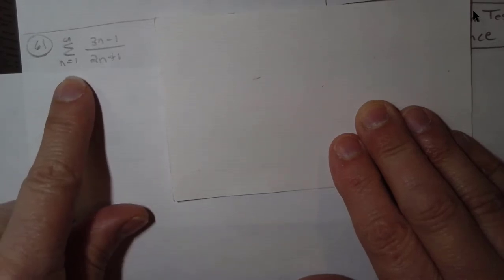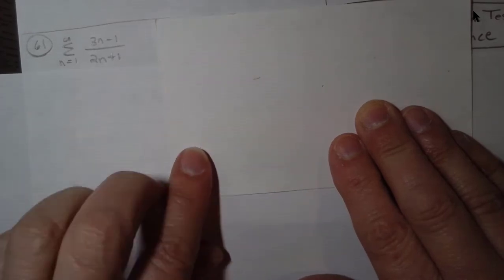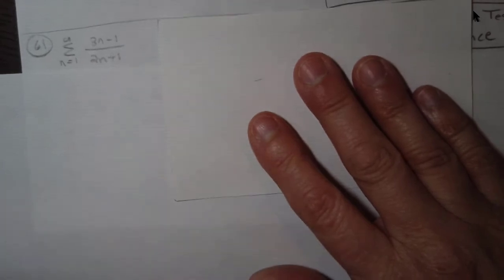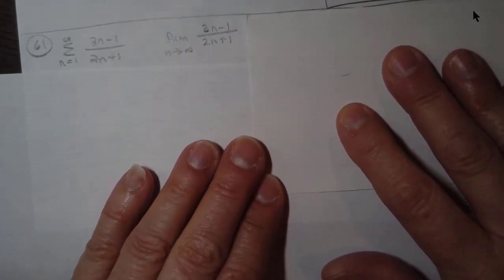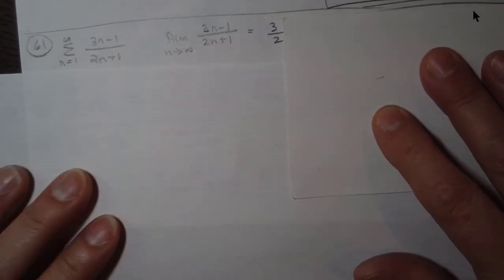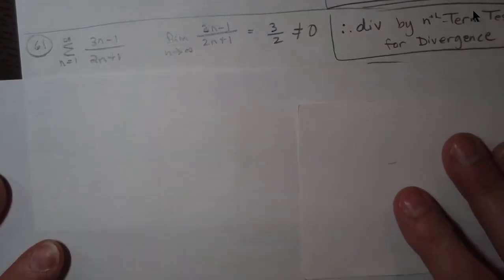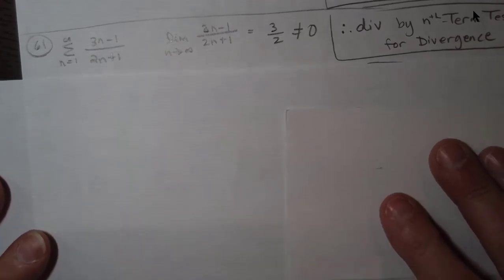Number 61, the series as n goes from 1 to infinity of 3n minus 1 over 2n plus 1. Again, not geometric, so we're going to take the limit as n goes to infinity of the nth term, which is 3/2, which is not 0. So this diverges by the nth term test for divergence.